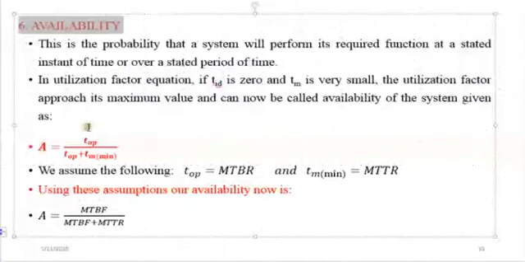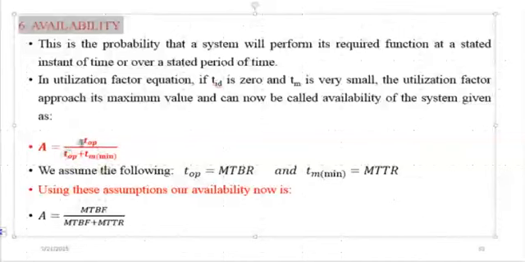Now, let us go back to our utilization factor. If the idle time is equal to 0 and if the maintenance time is very small, this utilization factor will have its maximum value, because you can see from the denominator my Tm is minimum and my idle time has been eliminated because it goes to 0. Now, this is the new expression for my utilization factor.